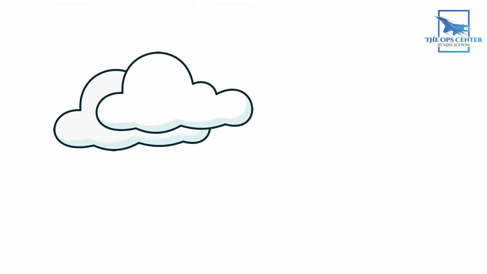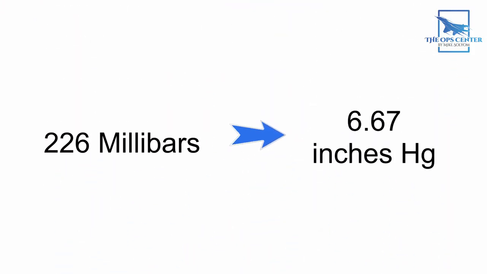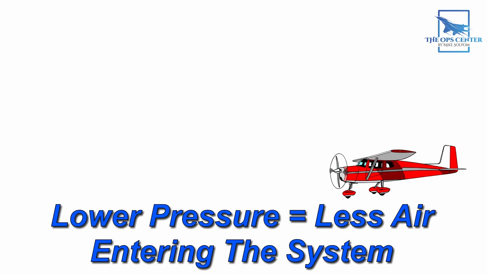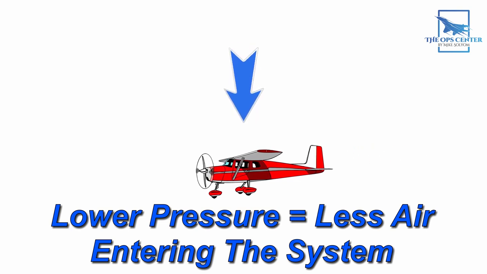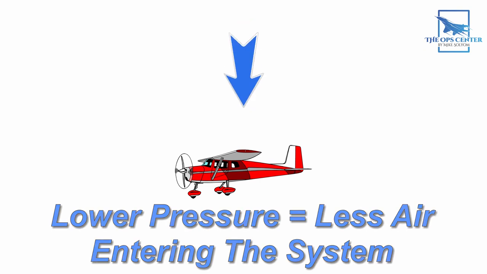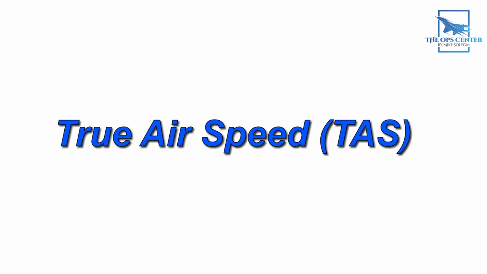Now we know that as we climb in altitude, the ambient air pressure decreases. Since our airspeed instruments rely on pressure, climbing high up into the air is going to cause some errors if we don't compensate for this. Another way to look at this is that lower density air will not apply as much pressure to the system. So the air pressure indicator will show lower speed than what the aircraft is actually doing. What we get when we correct for these errors is called true airspeed, or TAS.